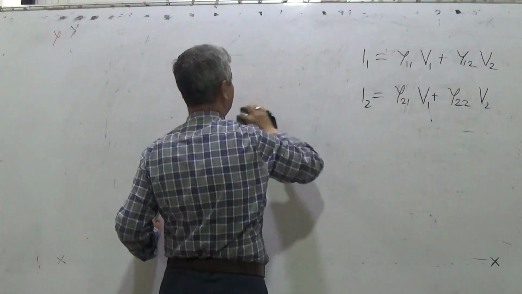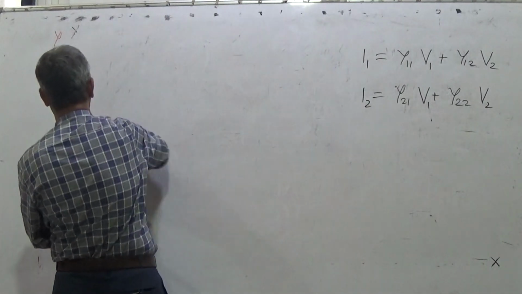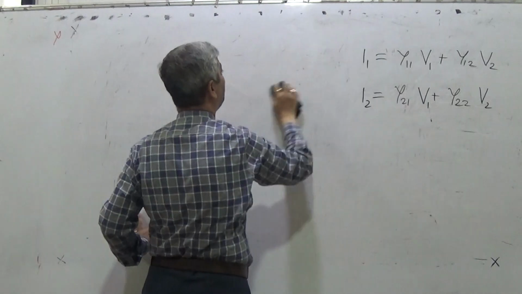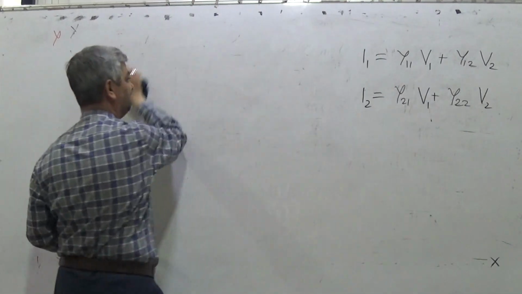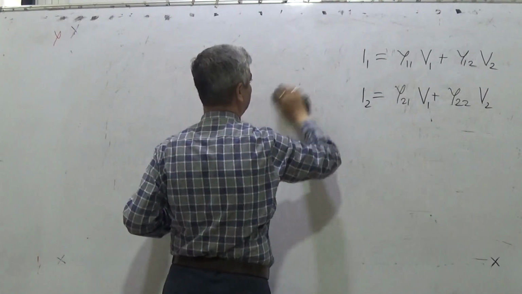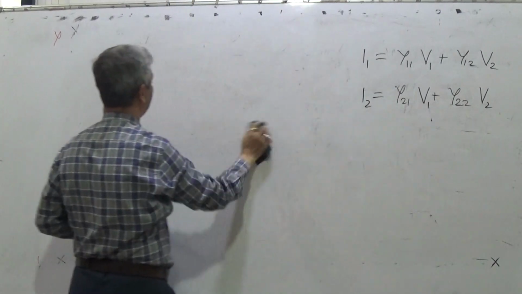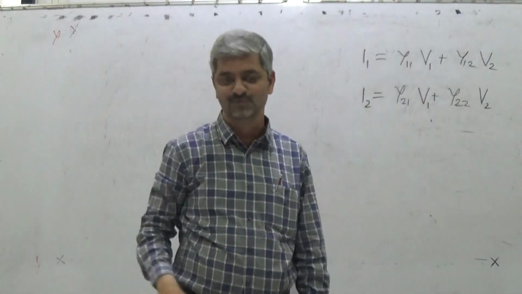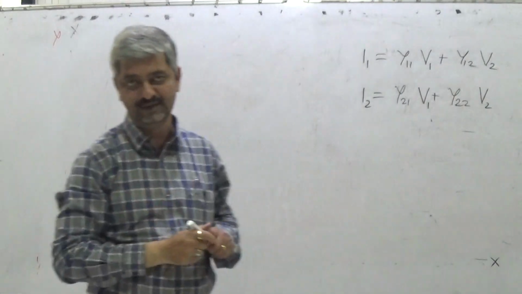Earlier parameters were Z parameters or impedance parameters, or there was one more name also, it was open circuit parameters. Now for this, just by contrast, Y parameters or admittance parameters, the name would be short circuit parameters. Why? That I will explain very briefly.